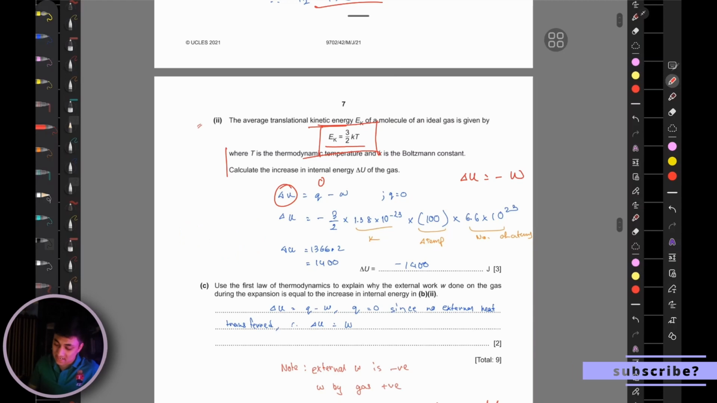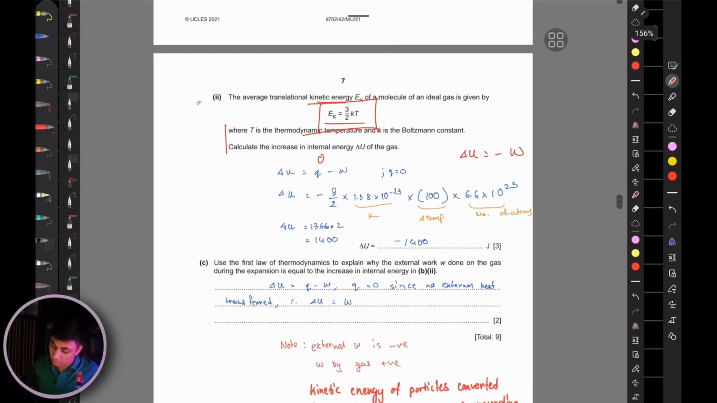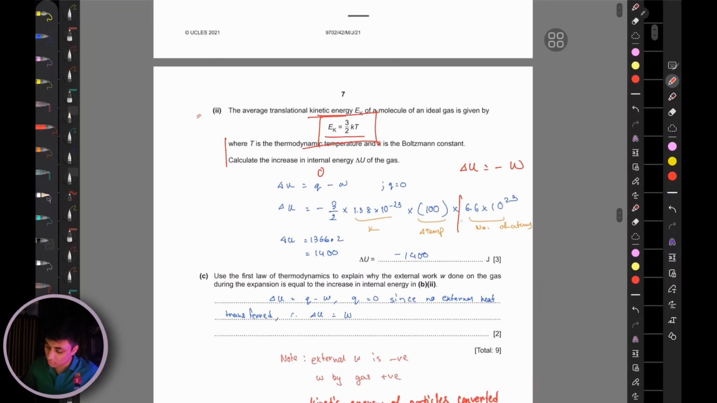So I can write del U is 3 by 2 kT, right? Del U is 3 by 2 times k, the Boltzmann constant, times change in temperature, which is 100. Now this minus sign, I've added it over here, so I'm not adding it over here. Now I'm also going to multiply with 6.6 times 10 to the power 23, the number of atoms. Why?